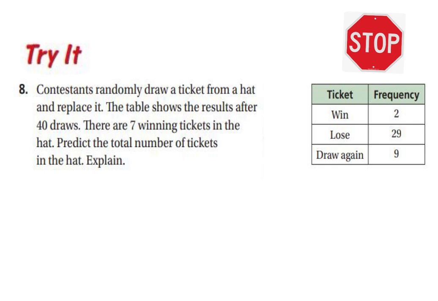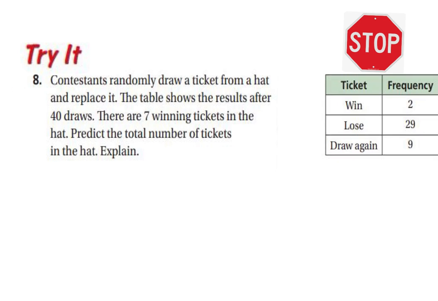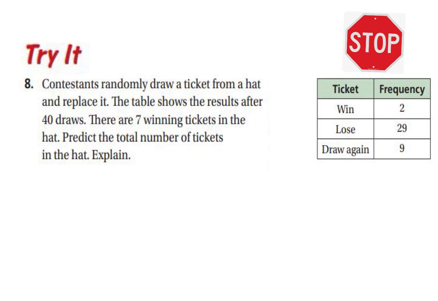So to set this up, we're going to start with the frequency of a win, which is 2. So our frequency of win is 2. The table shows the results after 40 draws. So 2 out of 40 will result in a win. It then says there are 7 winning tickets in the hat. So the question is, predict how many total tickets are in the hat, which we don't know.